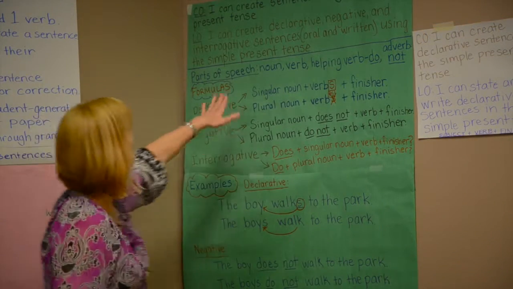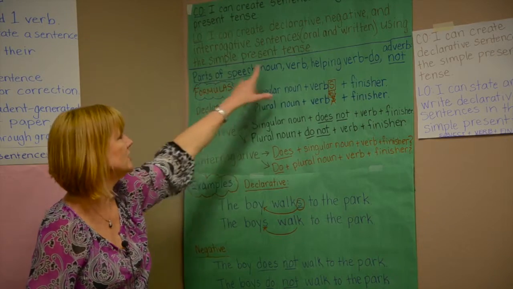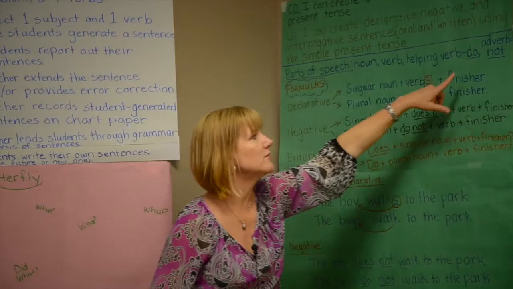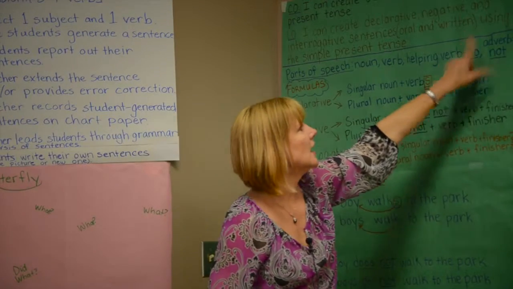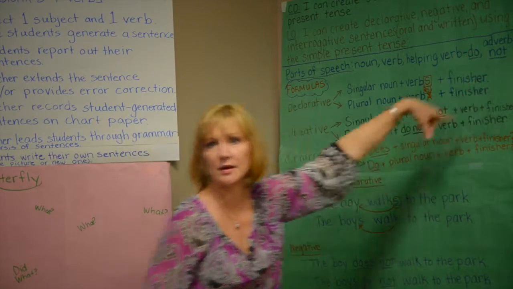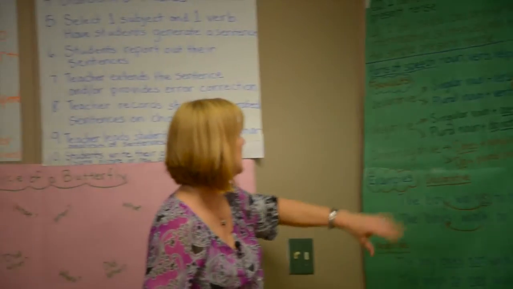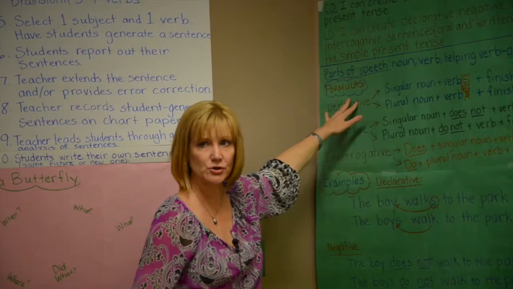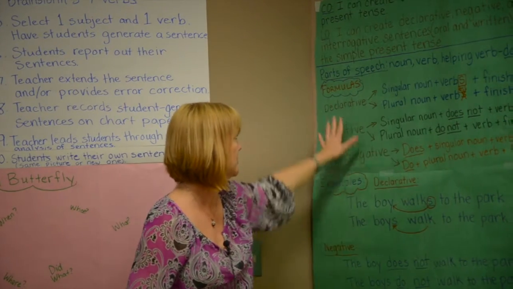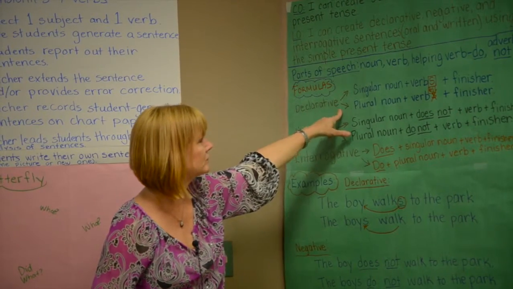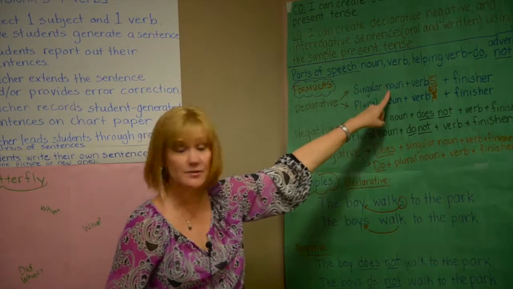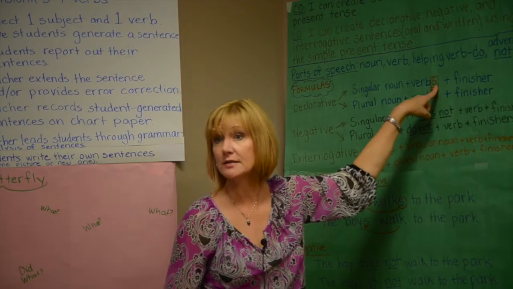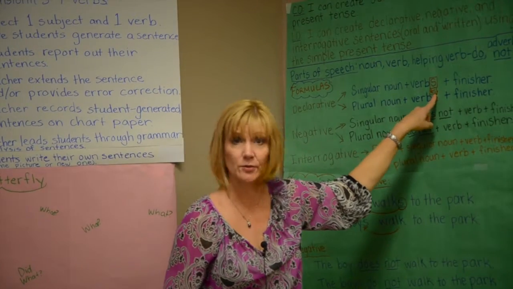So then after you have your objective, then you have your parts of speech. So for this particular one, it's noun, verb, helping verb do for the questions, and then adverb not for the negative sentences. And then you have a formula. Again, I would just have one of these for elementary, but for middle school, you can have the 3. So declarative. So the formula is a singular noun plus a verb, and in the simple present tense, you add an S to the verb or an ES to the verb.